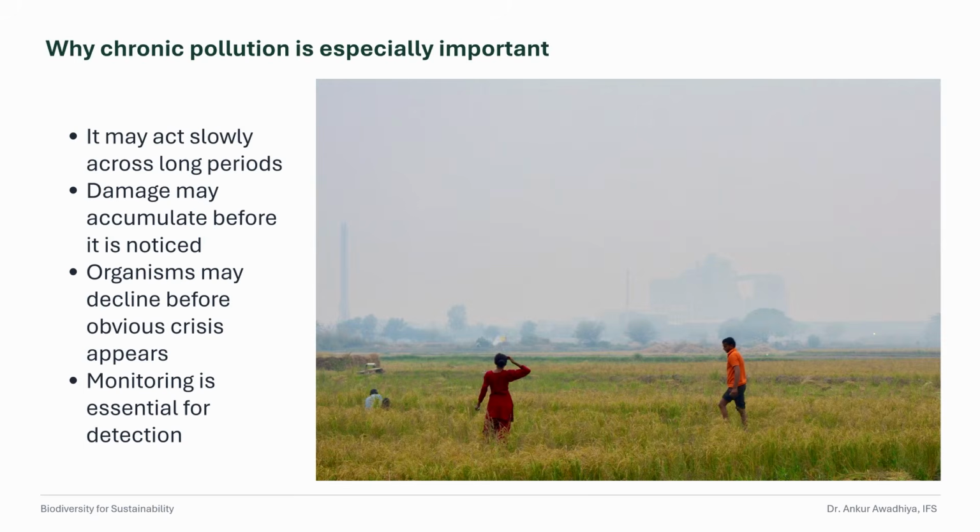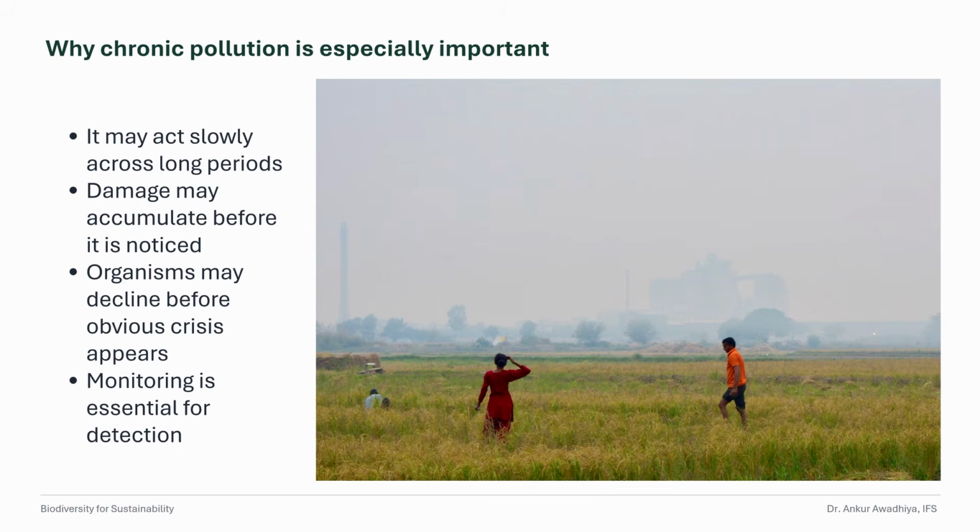We should pay special attention to chronic pollution because it is the form most likely to be underestimated. Damage accumulates gradually. Organisms may show stress, reduced reproduction, or altered behavior long before a system looks visibly degraded. A community may shift in composition, with sensitive species declining quietly over the years, while casual observation suggests that everything is fine because all species are there.